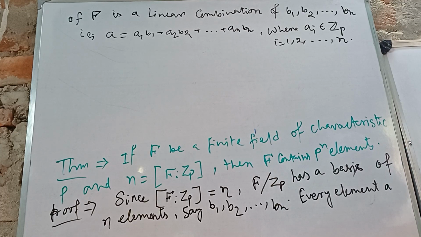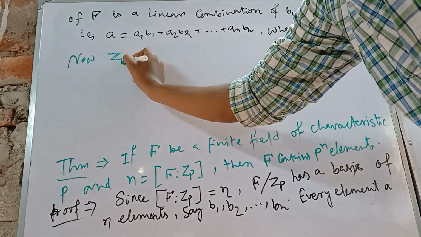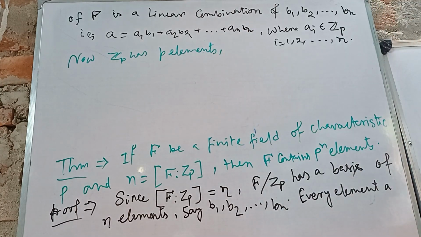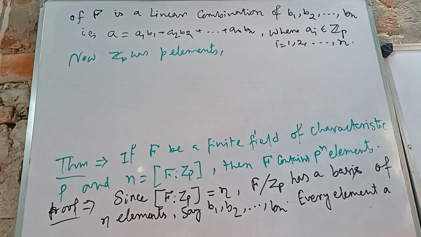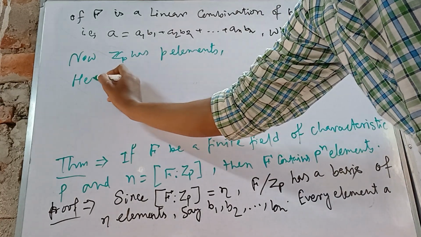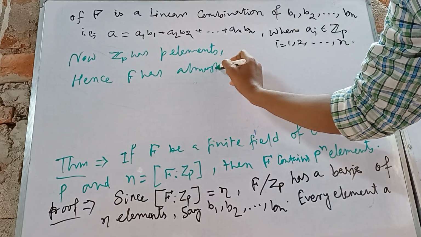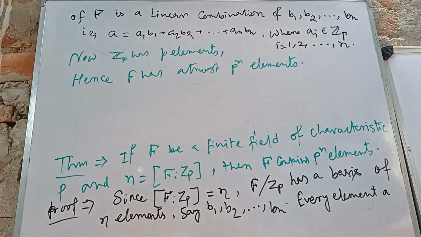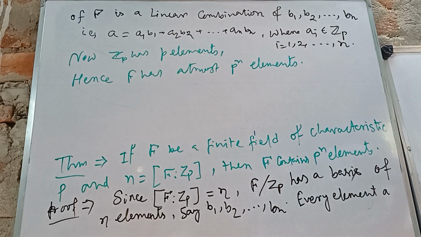Now ZP has P elements. Hence, F has at most P to the power n elements. That means ZP has P elements, then F has at most P to the power n elements.